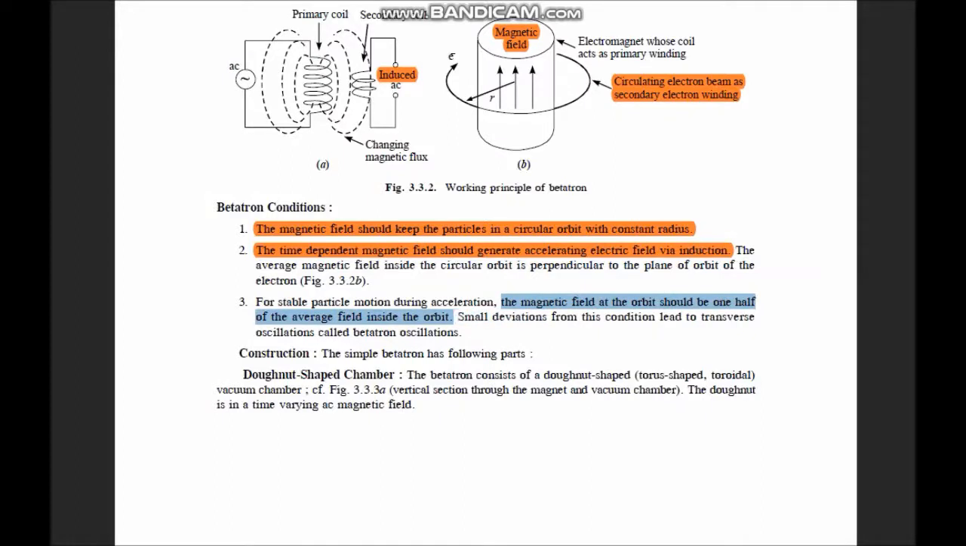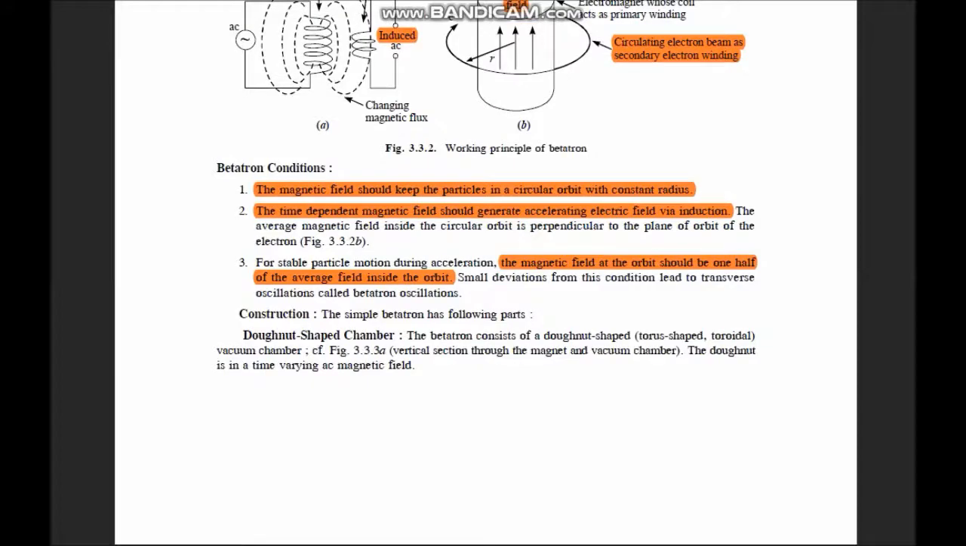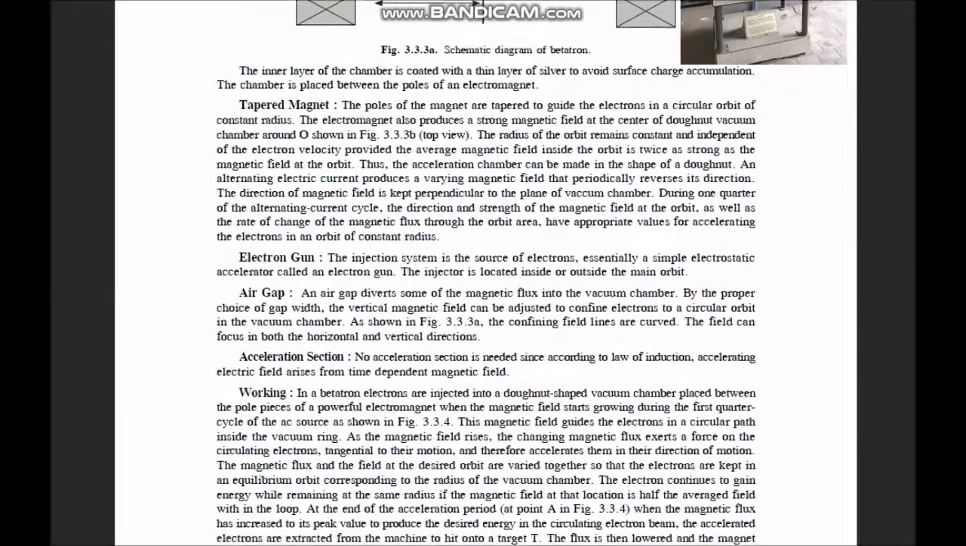Now, before we go to the construction part, first of all, let's derive the Betatron condition. This is called the equilibrium condition of the main orbit, and we are going to derive the Betatron condition.